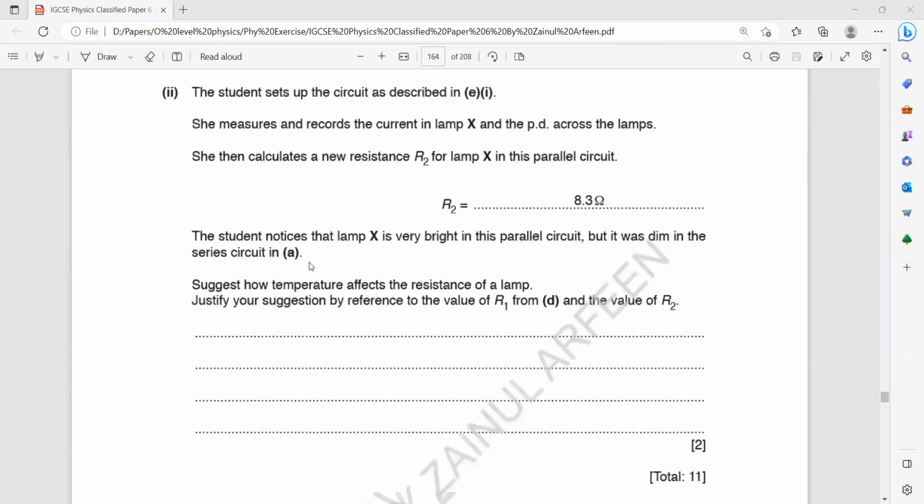A student set up the circuit described in E1 and she measured and recorded the current in lamp X and the potential across lamp X. She then calculated the resistance R2 of lamp X in parallel, which is 8.3. She noticed that lamp X is very bright in parallel, but it was dim in series. Suggest how the temperature affects the resistance of a lamp and justify your suggestion with reference to R1 and R2.